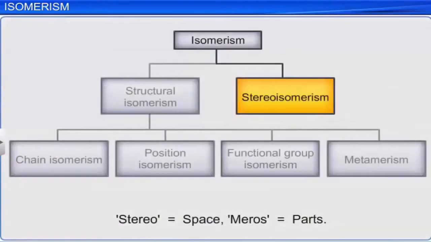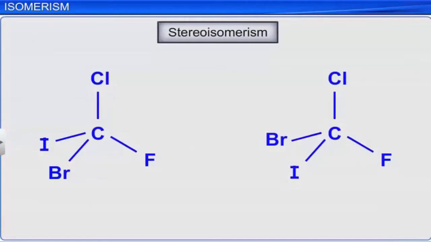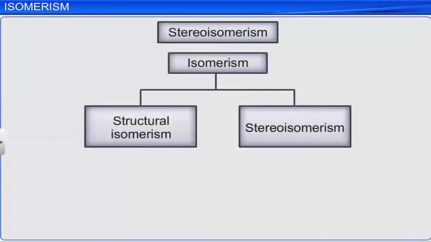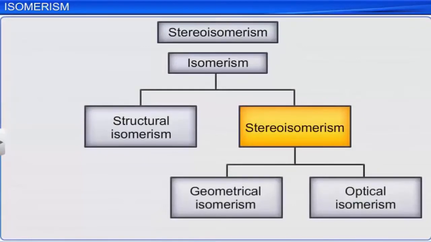Now let's look at stereoisomerism. In Greek, stereo means space and meros means parts. The isomers which possess the same structural formula but differ in three-dimensional arrangement of atoms or groups in space within the molecule are known as stereoisomers, and the phenomenon is called stereoisomerism. Stereoisomerism can be of two types: geometrical isomerism and optical isomerism. You'll learn about these stereoisomer types in higher classes.